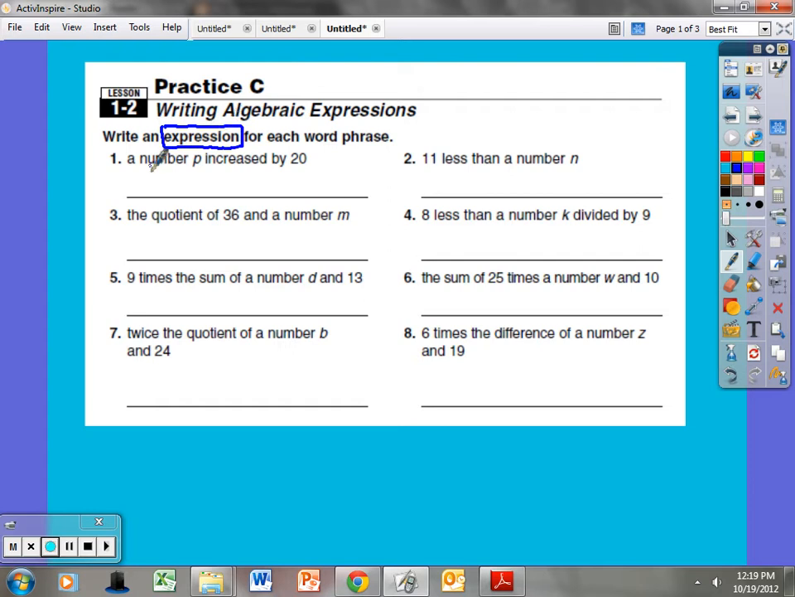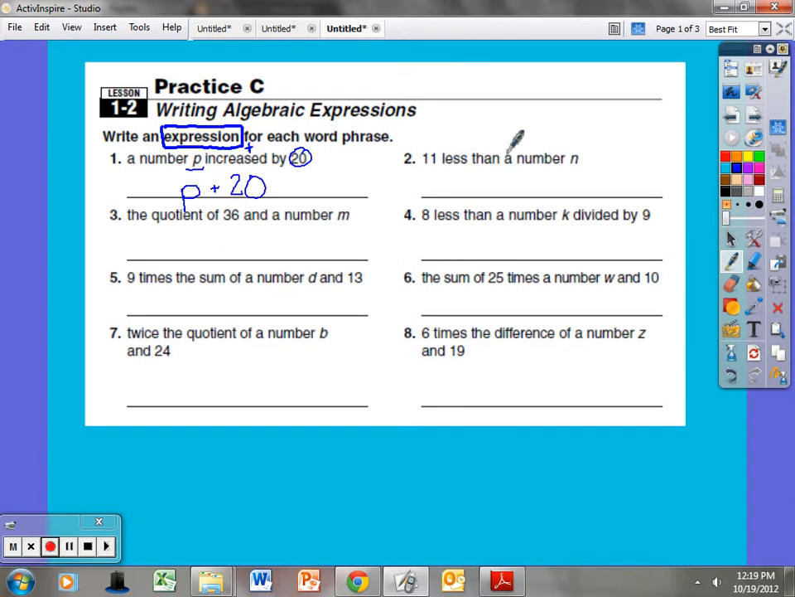It says a number, p, so we're using the variable p, increased. Now I automatically think, what does increased mean? Increase means add. And what am I adding to it? I'm adding to it 20. So this would just be simply taking a number and I'm increasing it, so I'm adding to it 20. And there I'm done.